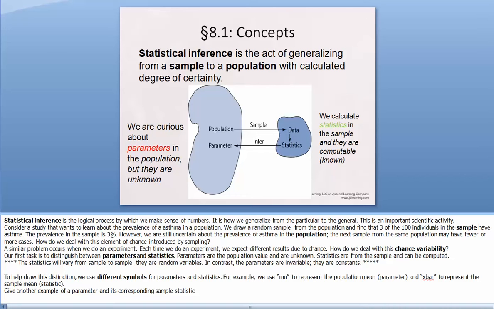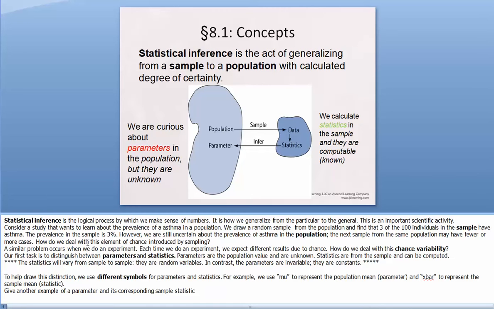See, this 3%, we got from this sample. Does it mean that the prevalence in the entire population is 3%? No. Maybe somewhere close if the sample is a good representation of the population, but you cannot ever expect this to be exactly 3% in the population. Because the next sample from the same population may have fewer or more cases, right? So it could be 4% with another sample or 1% in the third sample.